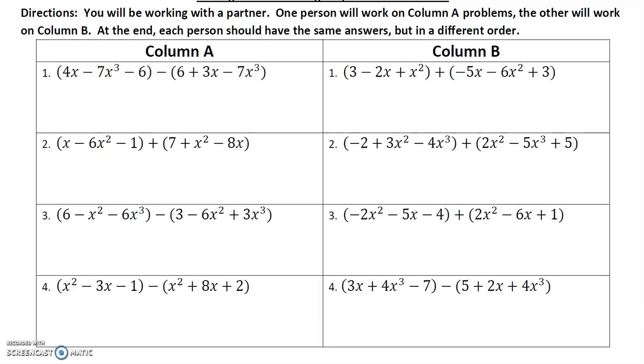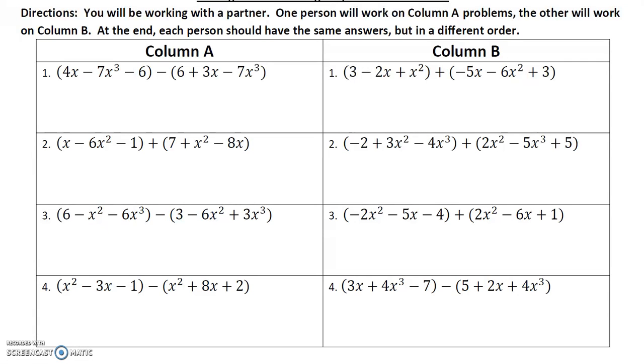Okay, we're going to go over Unit 9 test review. And the first section, I have a total of 8 problems, 4 in column A and 4 in column B. And if I do all my problems correctly, I should have the same 4 answers in column A as I get in column B, just not in the same location. So let's start in column A.